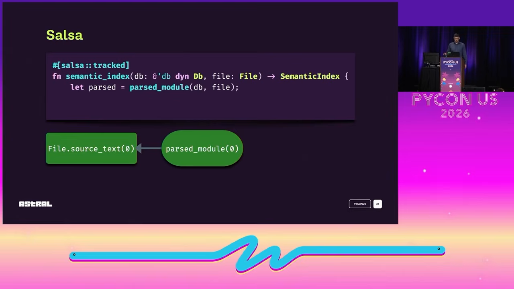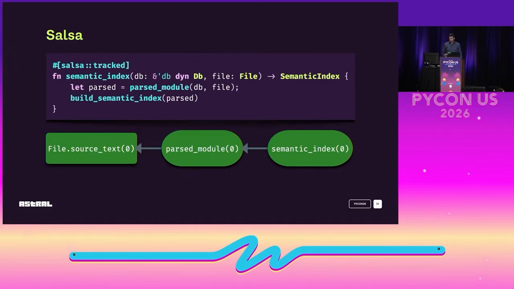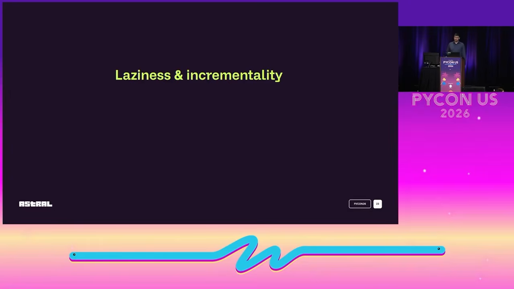Salsa sees this call and automatically adds a new edge and node to our dependency graph. It sees that semantic index for a file depends on parsed module for that file. We won't worry quite yet about the details of what's in the semantic index or how we build it. We'll come back to that a bit later.